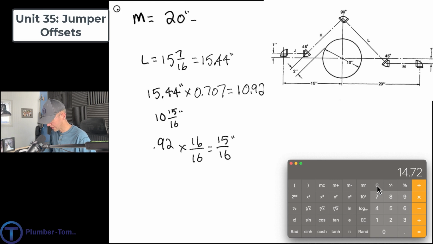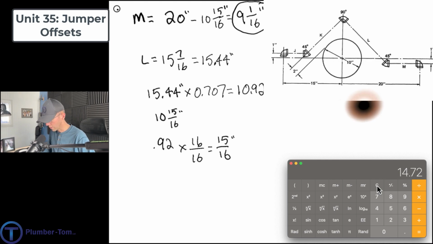So I'm going to subtract that. From the overall at the bottom, I have 20 inches. 20 minus 10 and 15/16. What's that going to leave me? Well, 20 minus 10 is 10. And then we subtract another 15/16. That's going to leave me with 9 and 1/16 of an inch for M.